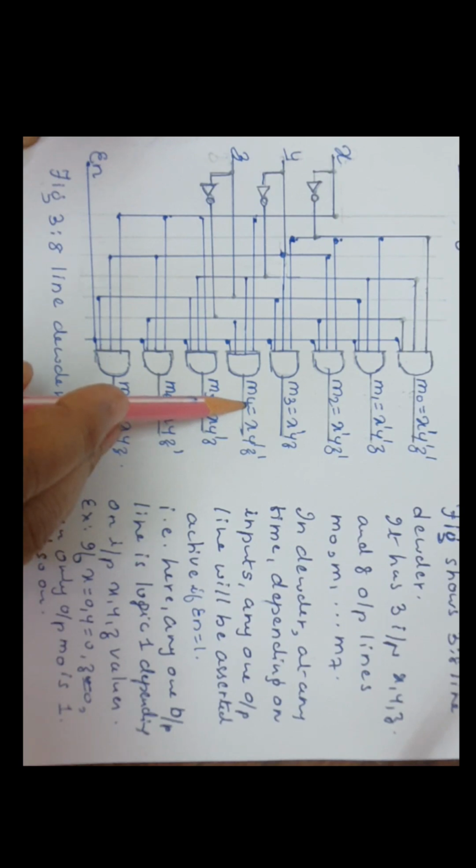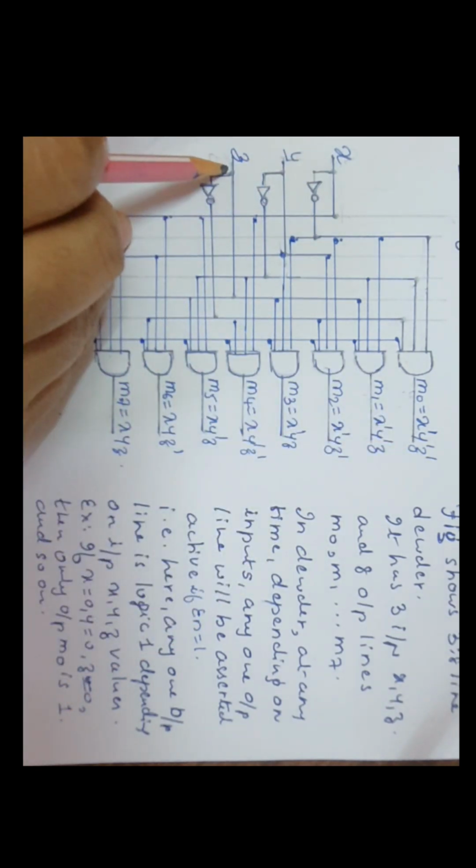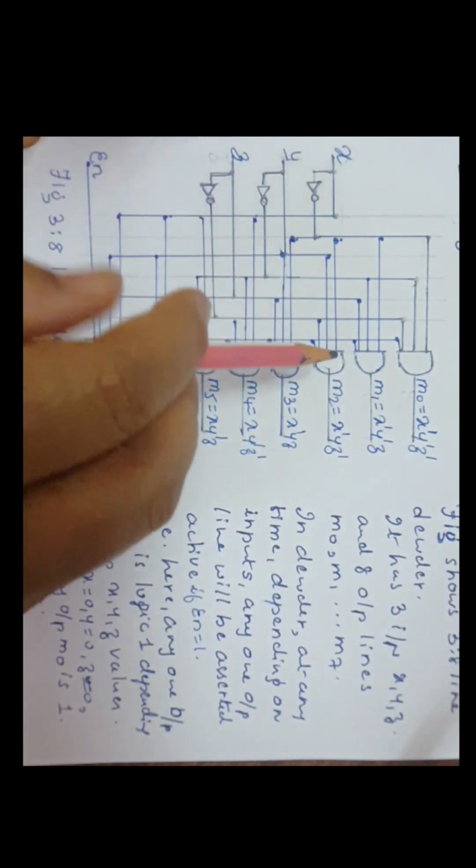M4 means 1, 0, 0: x, y', z'. M5 means 1, 0, 1: x, y', z. M6 means 1, 1, 0: x, y, z'. M7 means 1, 1, 1: x, y, z. So these minterms are in terms of the input literals x, y, z.